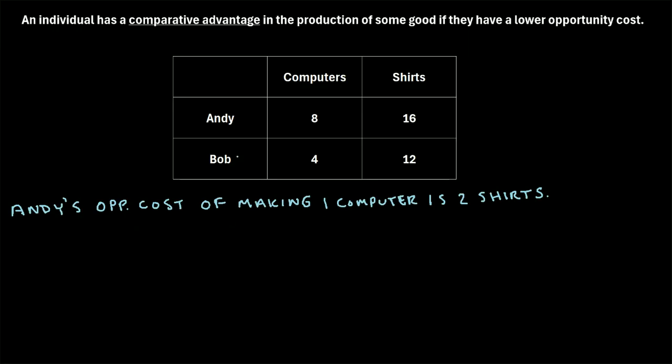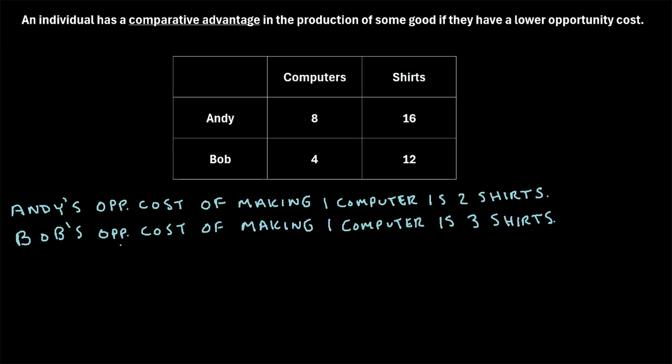Now we can do the exact same calculation for Bob. So remember, if Bob specializes in making computers, he could make 4, but he's giving up the production of 12 shirts if he decides to make these 4 computers. So to find his opportunity cost, let's take 4 and divide it by itself. So 4 divided by 4, that's 1. And then over here, if we do 12 divided by 4, that's 3. So what this tells us is that Bob's opportunity cost of making 1 computer is 3 shirts. So for each 1 computer he decides to make, he's giving up the potential production of 3 shirts. So let's go ahead and write that down as well. So we would say that Bob's opportunity cost of making 1 computer is 3 shirts.